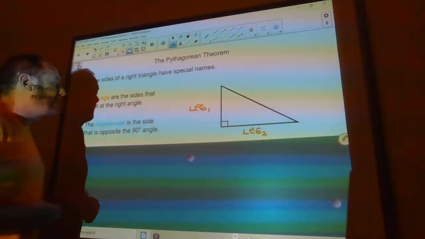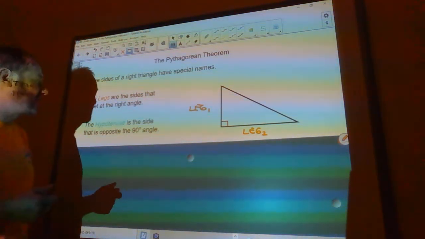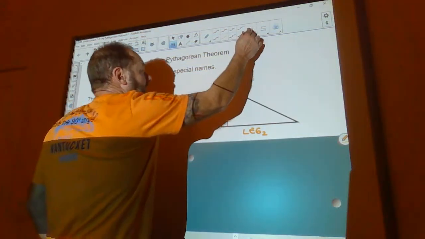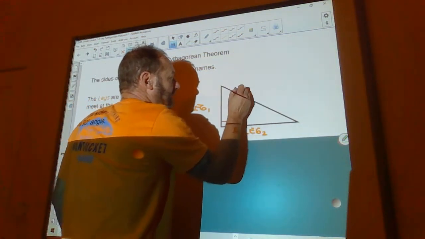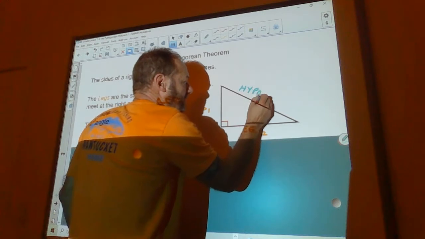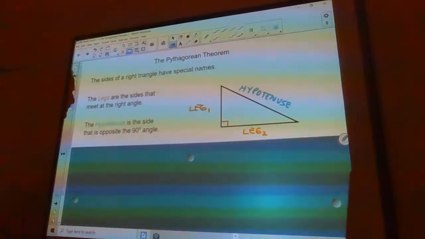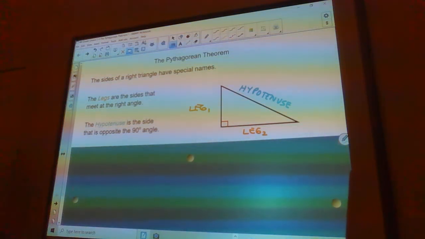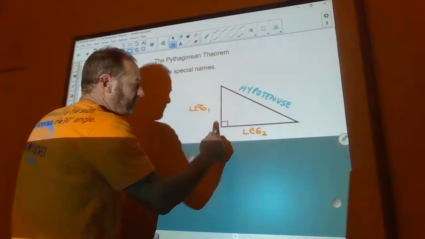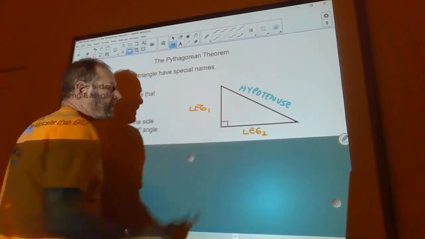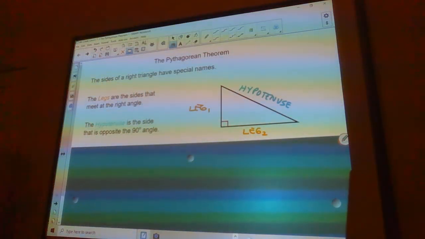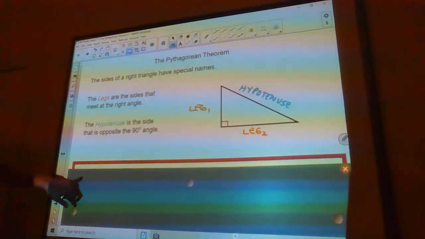And then the hypotenuse is the side that is across from the 90-degree angle. It's the opposite of it, so this would be the hypotenuse right there. Okay. So remember, the two legs always meet at the 90-degree angle. The hypotenuse is the other side. Okay, so those are your sides.